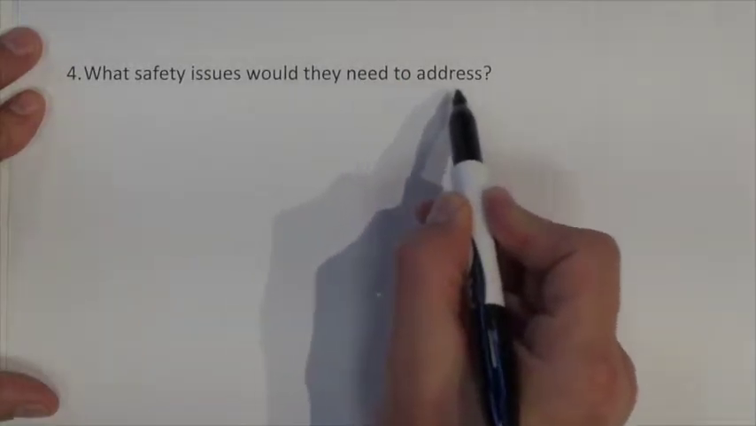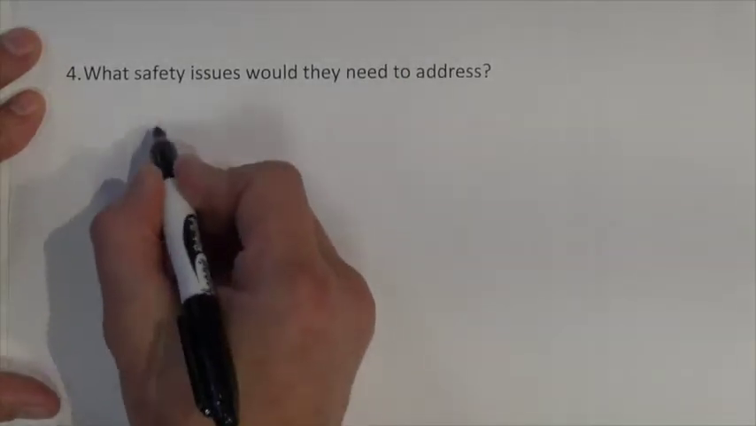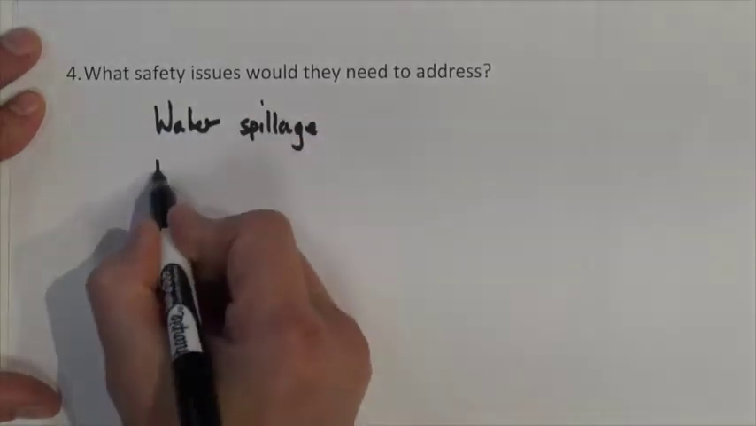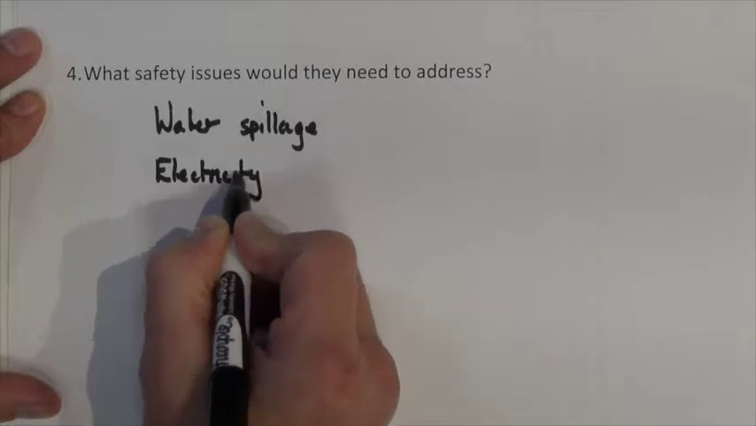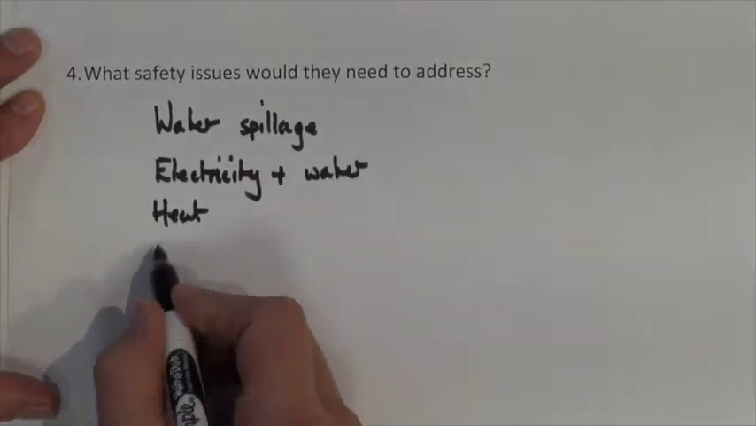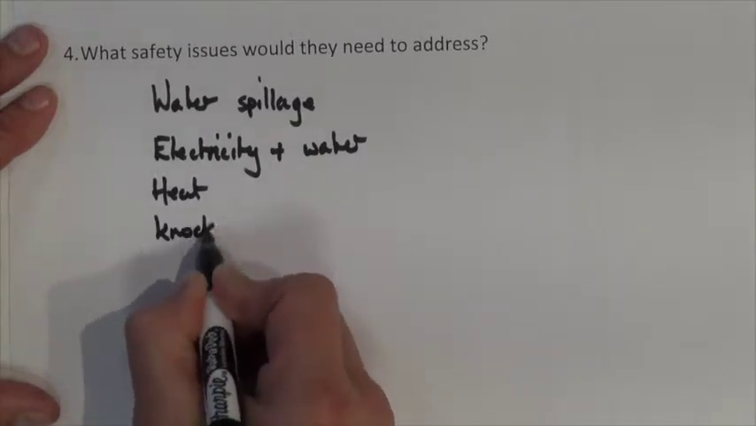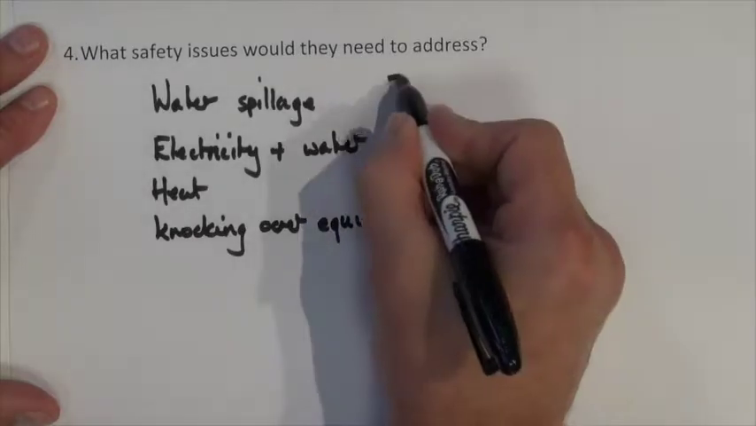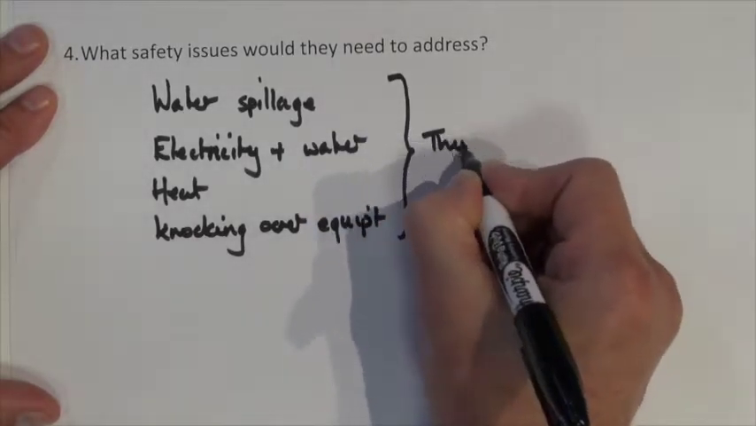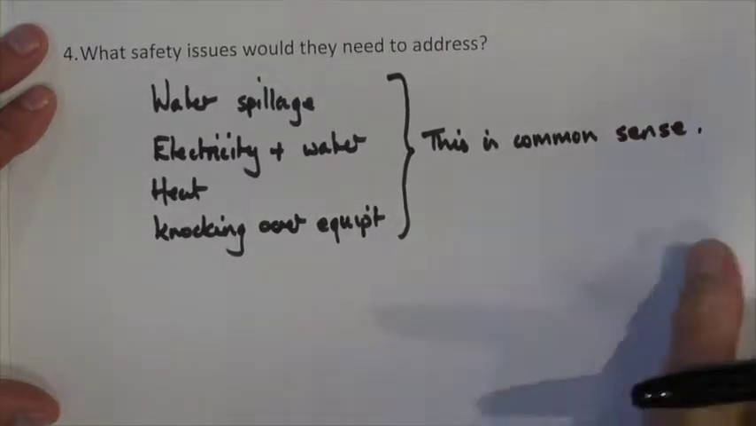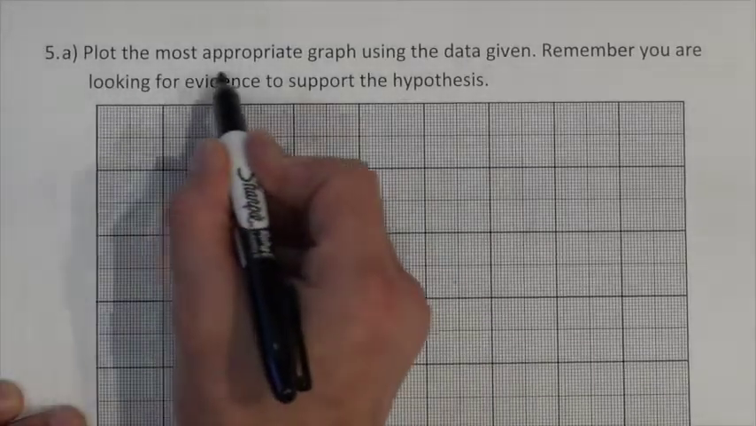We then have to run through what sort of safety issues will be involved in this practical. So we might have things like water spillage, you might have electricity and water, they don't tend to mix particularly well. You may have heat which is generated, so you've got to be careful there, and knocking over materials. These generally come into a common sense factor, and if you apply them and then say how you deal with them, then it shows that you understand how the practical works.